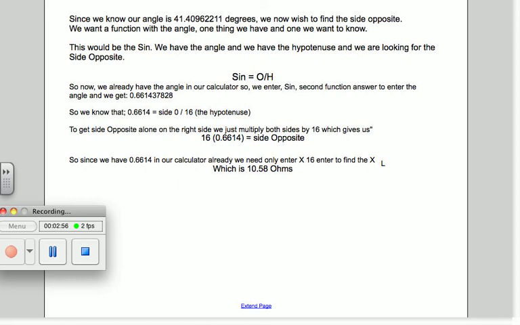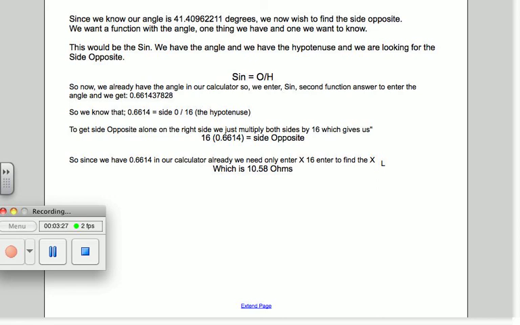We're just going to punch in sine, second function answer, and that'll give us the sine of this angle, right? Because the last answer we found was the angle, 41 point whatever degrees. And so we find our sine of this angle is 0.661437828, and that's equal to O over H. Well, our O is what we're looking for, our side opposite, and our hypotenuse is 16 in this case, right?